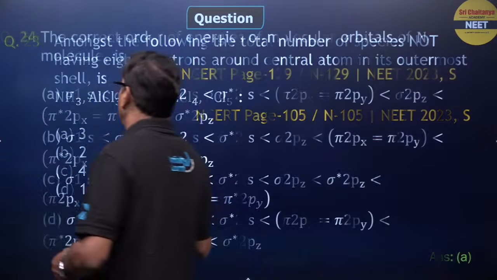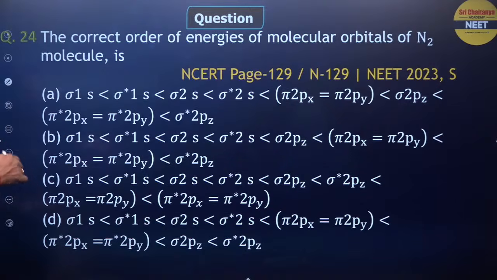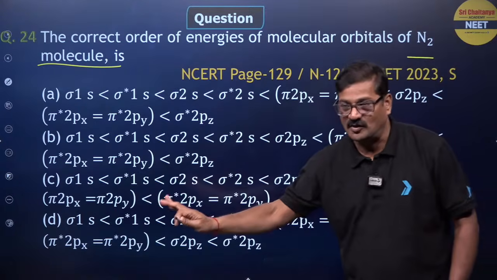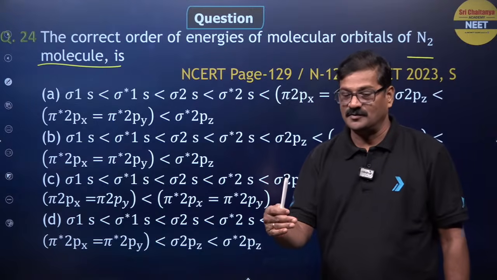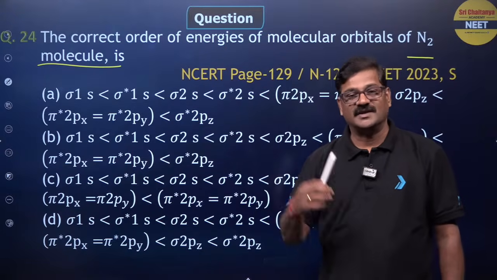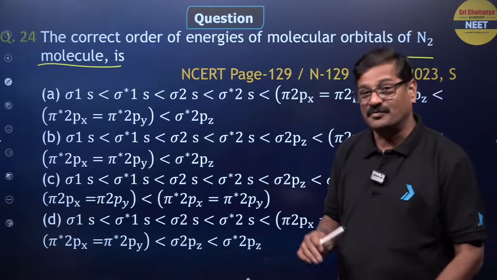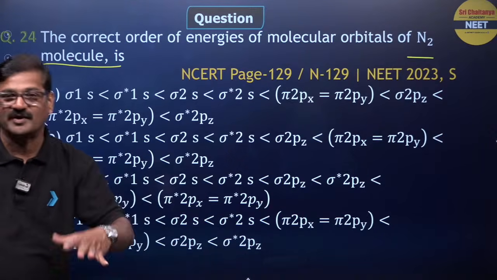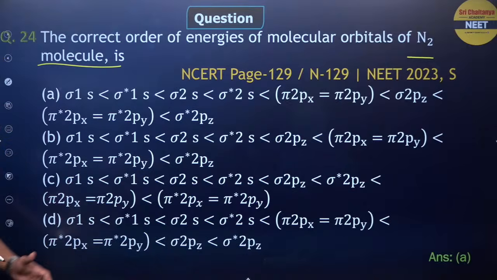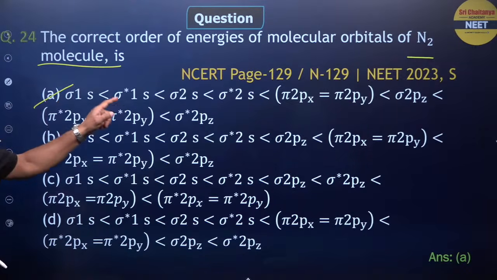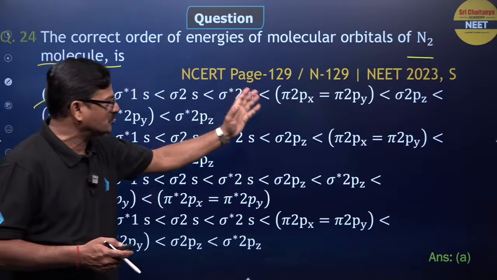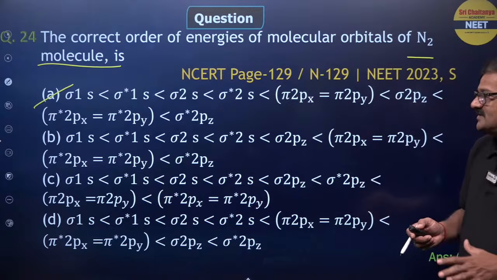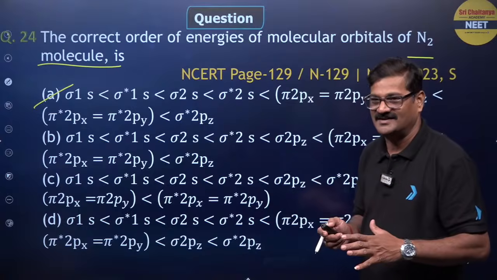Right. Moving ahead here, the correct order of energies of the molecular orbitals of the N2 molecule. Up to nitrogen molecule, you use pi orbitals first, then sigma orbitals. But from oxygen onwards, you use the sigma orbitals first, then the pi orbitals next. So the correct order is sigma 1s, sigma star 1s, sigma 2s, sigma star 2s, pi 2px and pi 2py degenerate, sigma 2pz, then pi star 2px and pi star 2py, and sigma star 2pz.